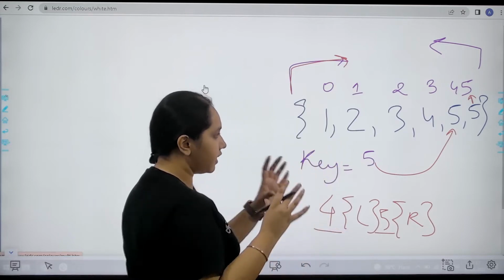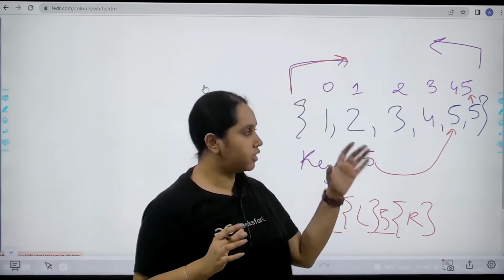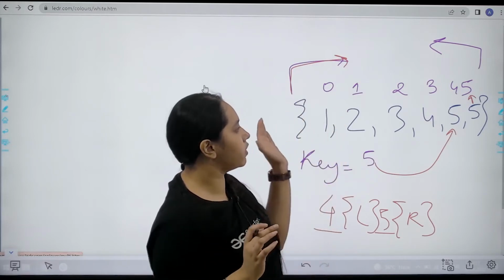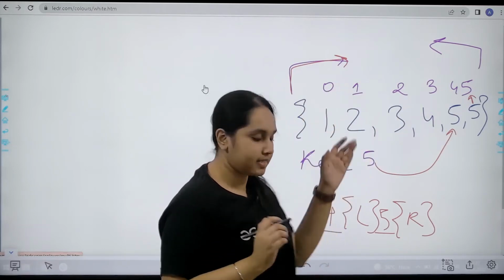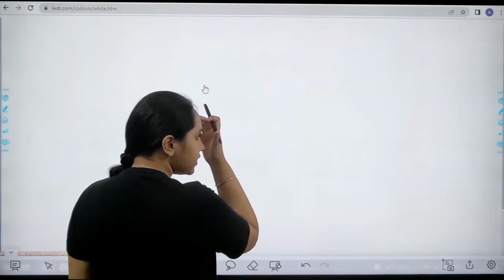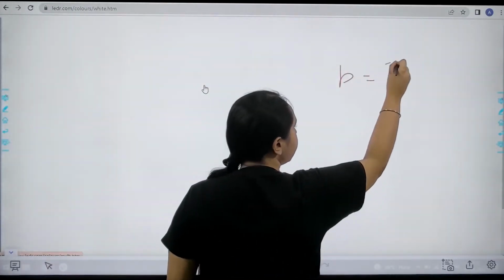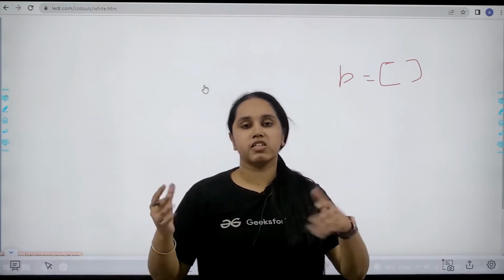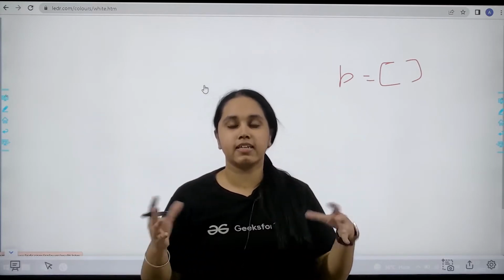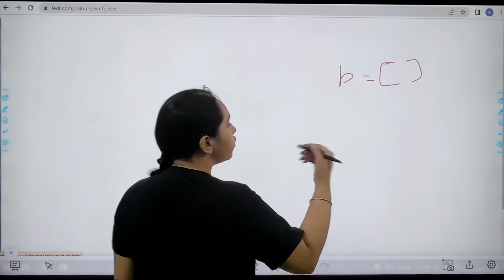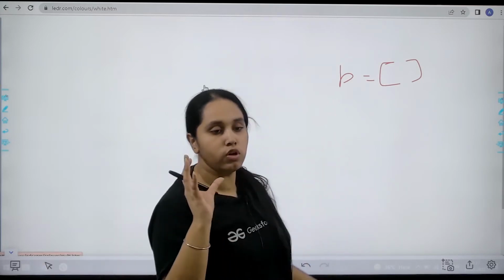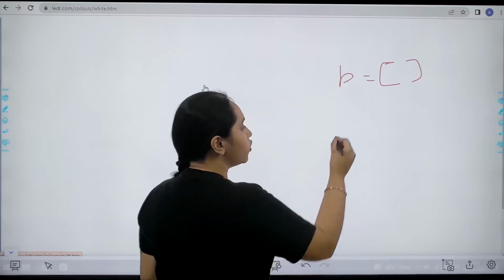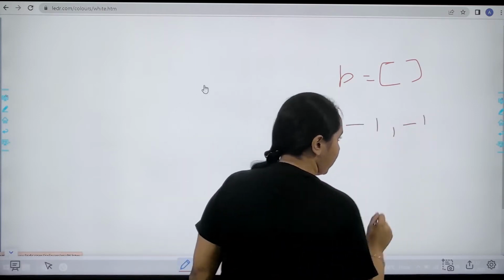I will be given a key value and a list of numbers. I need to find the index position of that value specifically from the left side and from the right side. So how would I do it? First thing is I will create an empty list. Now there can be a situation where the key is not present in the list. In that situation I would just return -1.